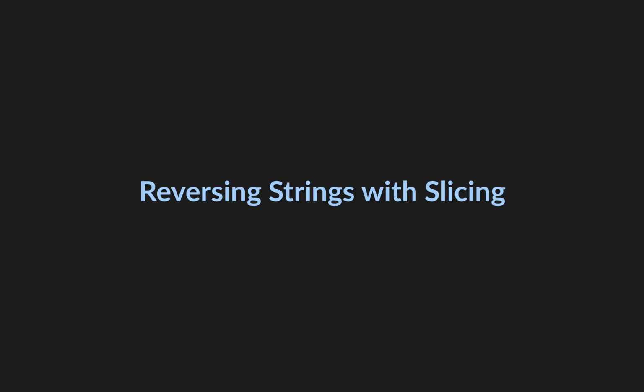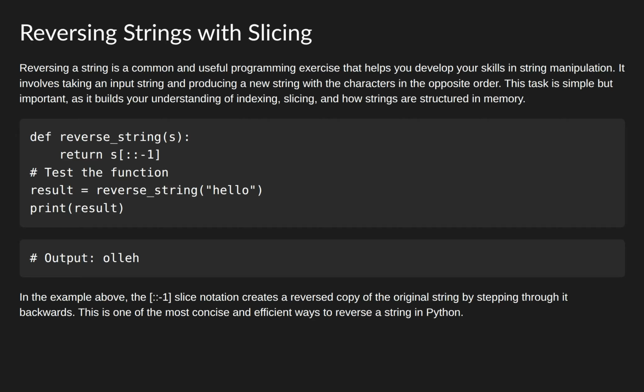Reversing strings with slicing. Reversing a string is a common and useful programming exercise that helps you develop your skills in string manipulation. It involves taking an input string and producing a new string with the characters in the opposite order. This task is simple but important, as it builds your understanding of indexing, slicing, and how strings are structured in memory.